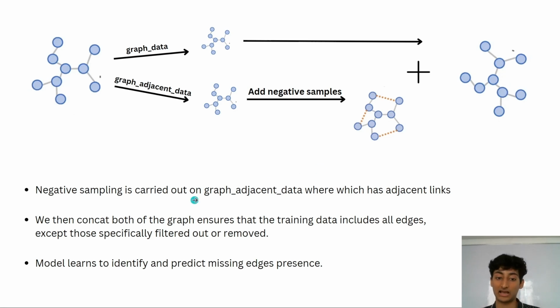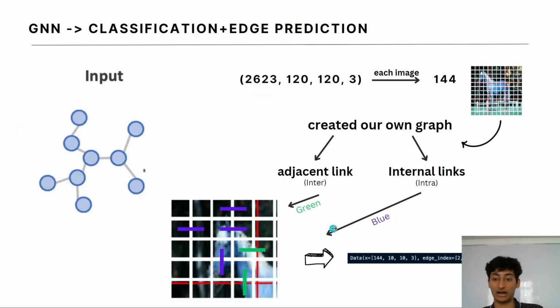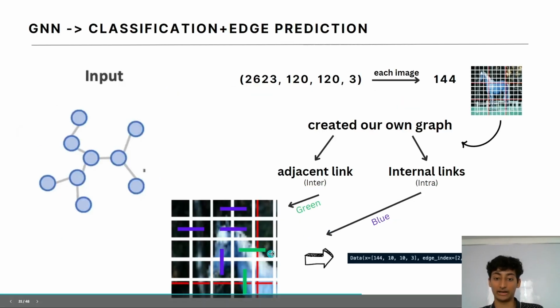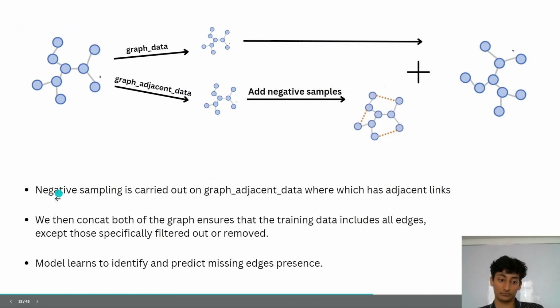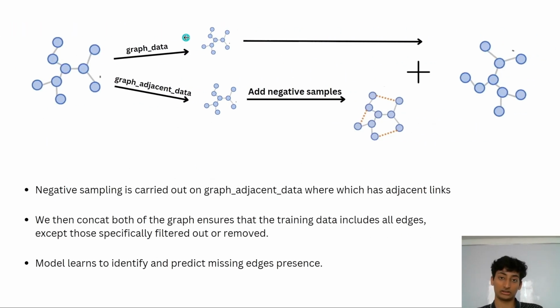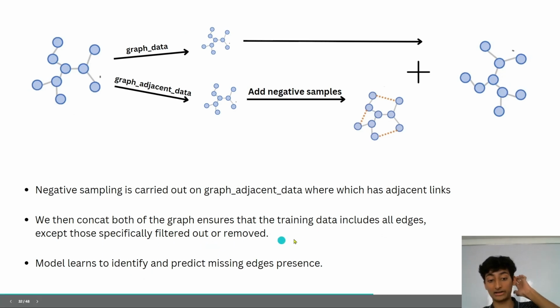So negative sampling is carried out on graph adjacent data, which has adjacent links. By adjacent links, I mean the green links between pieces. And the graph data uses all the internal links, which are the purple links. We then concat both of the graphs and ensure that the training data includes all edges except those specifically filtered out or removed. So the model learns to identify and predict missing edges' presence.